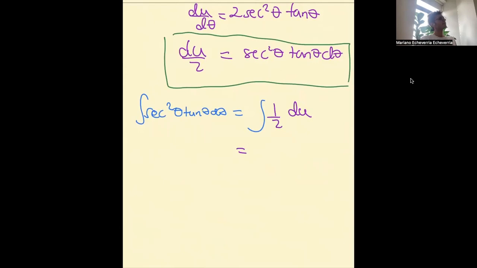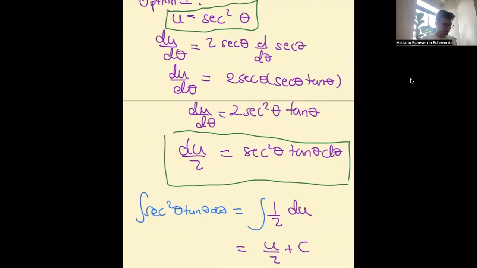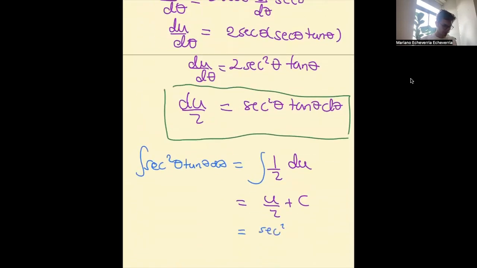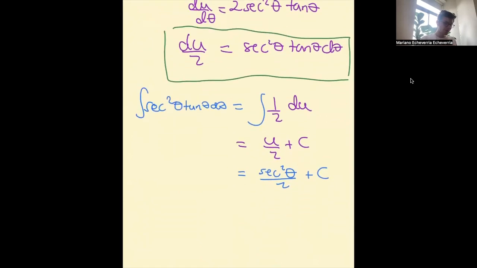It's the easiest example. It's the easiest antiderivative, right? So it can be the most confusing because of that. So if you plug this back in, what was u? u was secant squared of theta over 2 plus c.